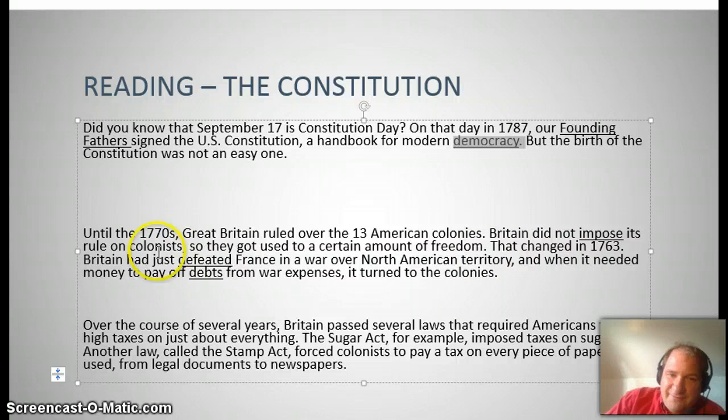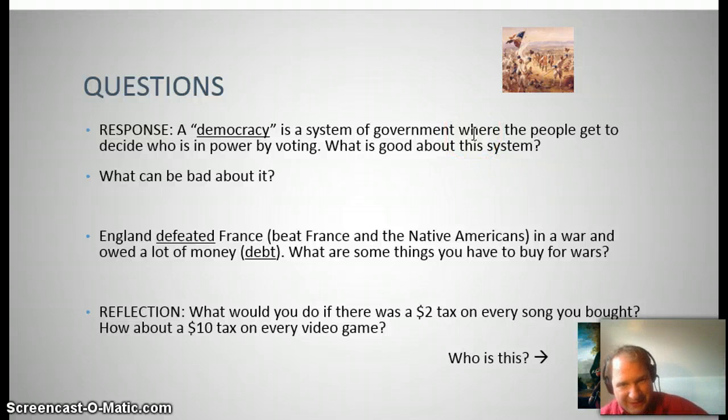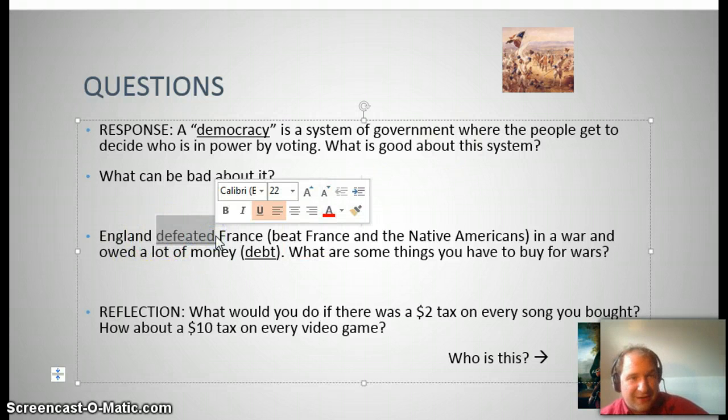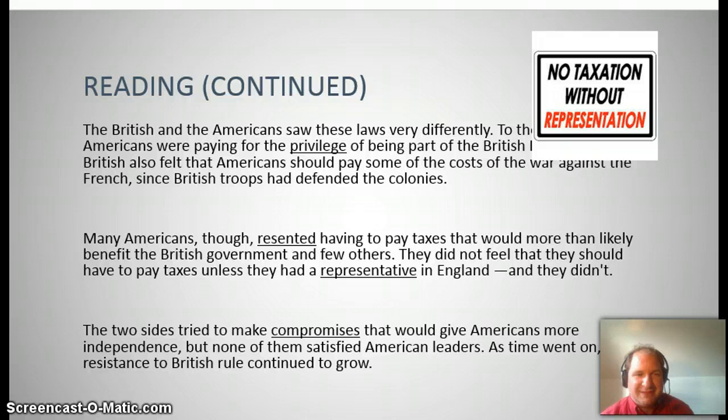To impose, to force. Defeat, beat. Debt, money you owe. I like using those in algebra problems. So here, people get to choose. What's good? What's bad? We'll talk about later. So England beat France in the war. That's why France isn't around anymore. We owed a lot of money. And then the taxes. This will just be reflection. That, by the way, young George Washington.